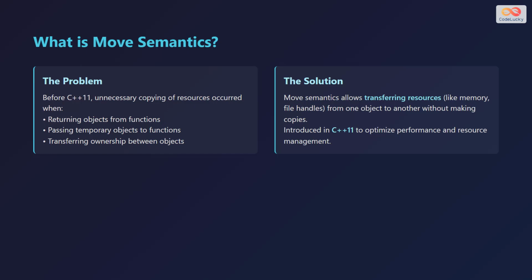So, what exactly are Move Semantics? Before C++11, there was unnecessary copying of resources when returning objects from functions, passing temporary objects to functions, and transferring ownership between objects. Move Semantics provides a solution by allowing the transferring of resources like memory or file handles from one object to another without making copies. Move Semantics was introduced in C++11 to optimize performance and resource management.